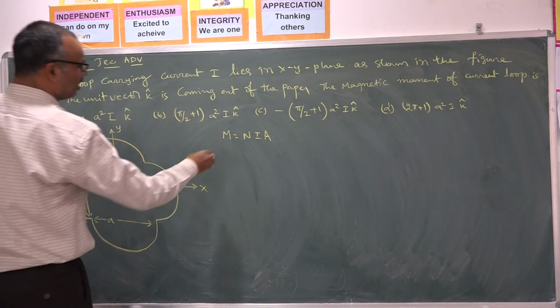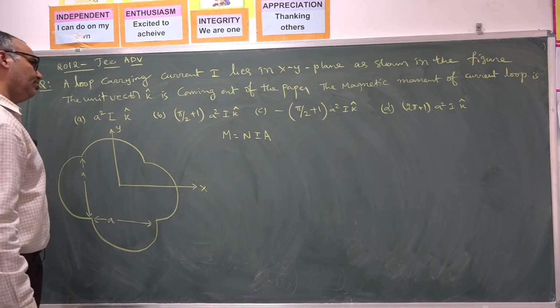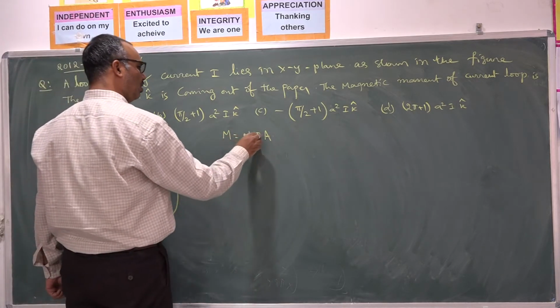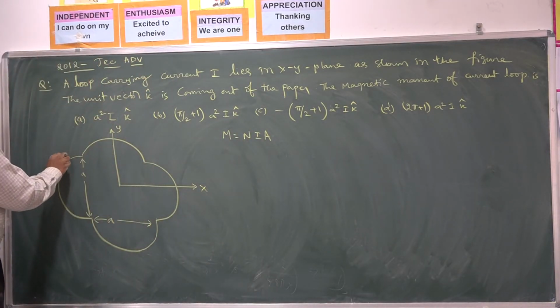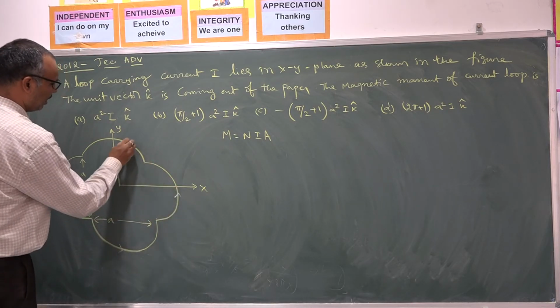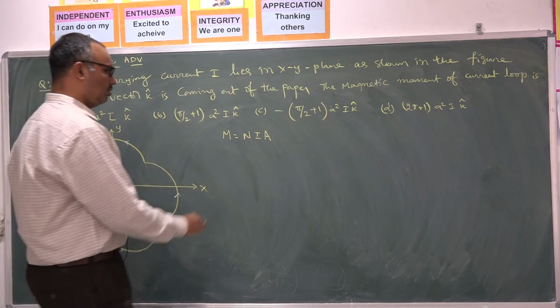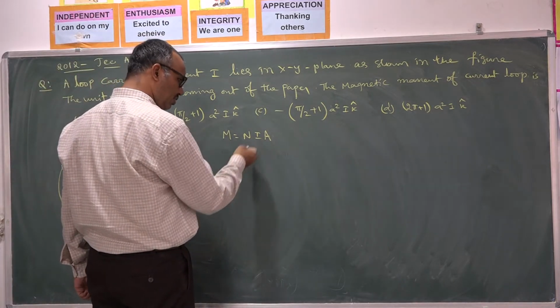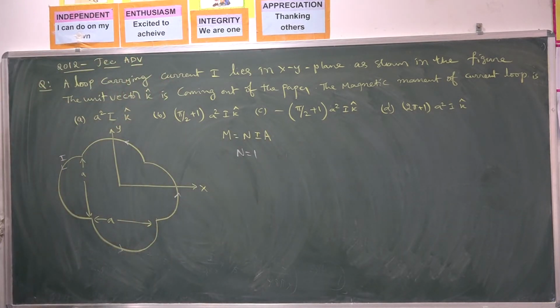The concept of magnetic moment we will discuss in the regular teaching lesson. For the time being, you consider this formula. Here I is the strength of current passing through the loop. The same current is passing like this, like this, like this. Number of turns in the loop is 1, so n is 1, no need to worry about it. They already gave I. We should consider the area of the loop.